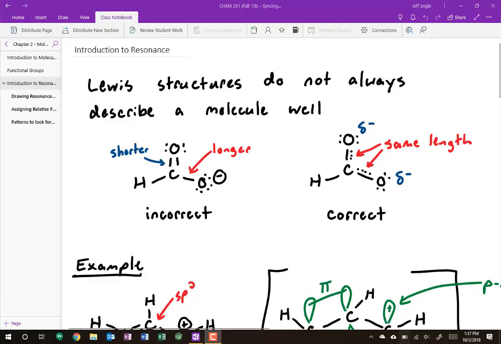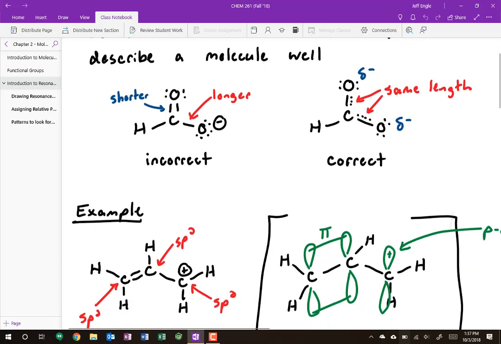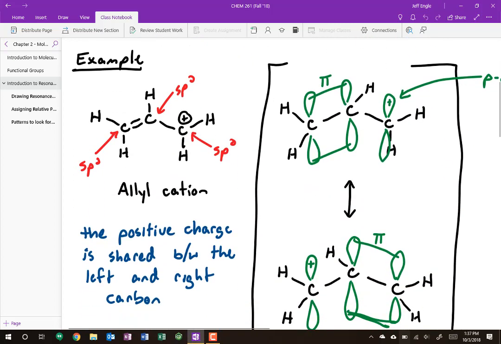All right, so yesterday we started talking about resonance, and we said when we look at Lewis structures, sometimes they're not super accurate representations of molecules. So we looked at an example where the bond length wasn't alternating between a double and single bond. Experimentally, we knew that those bonds were the same length and that the negative charge was shared across multiple atoms. And then we looked at the orbital reasons why.